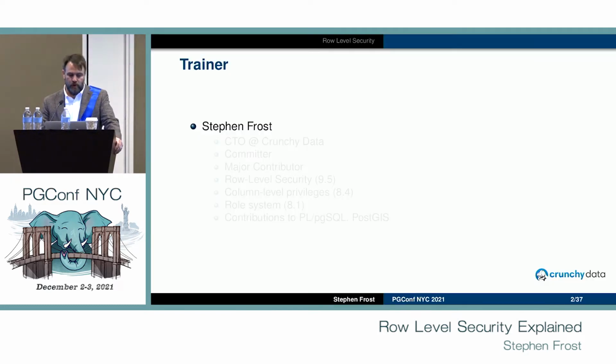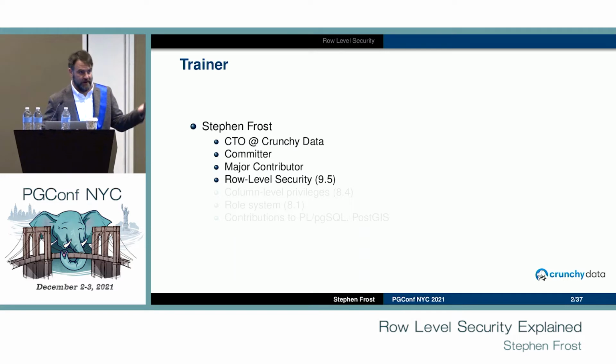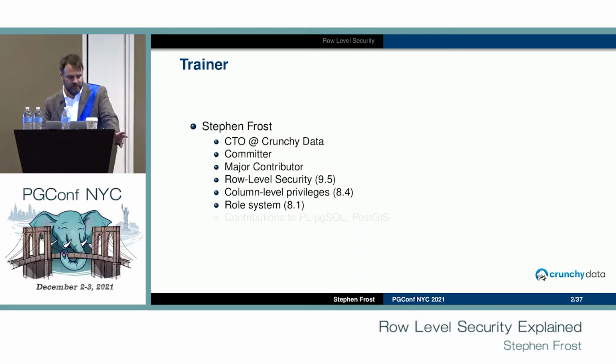So just real quick, a little bit about me. I'm the CTO at Crunchy Data. I'm also a committer and major contributor. I worked on this row-level security thing, so I have some idea how it works, although people keep changing it, so I don't know. I also worked on column-level privileges, the role system, and I contributed to PGCL and PostgreSQL. All right, enough about me.